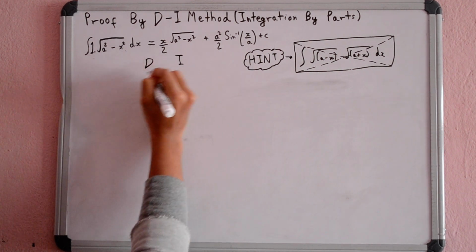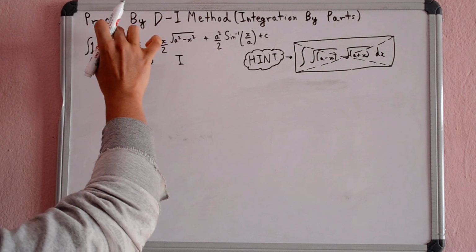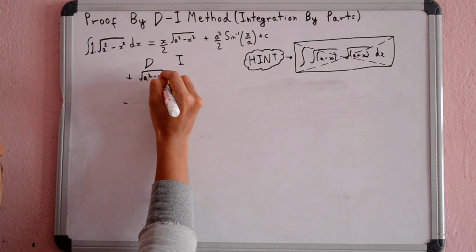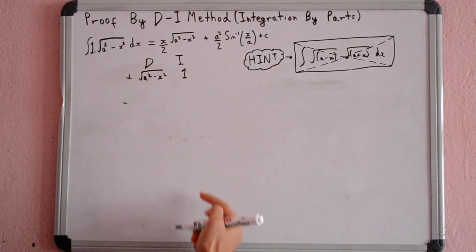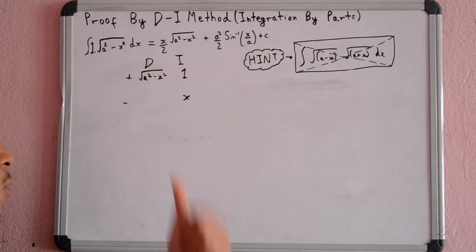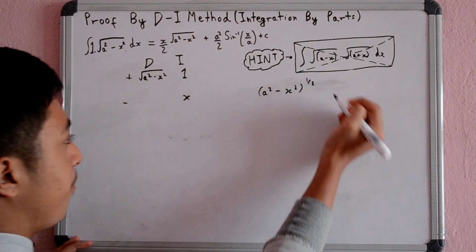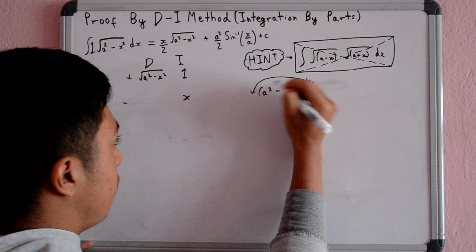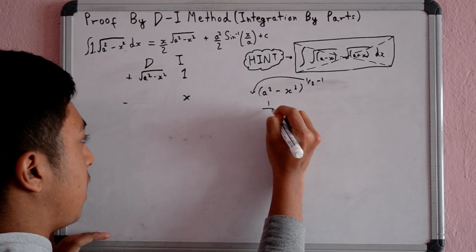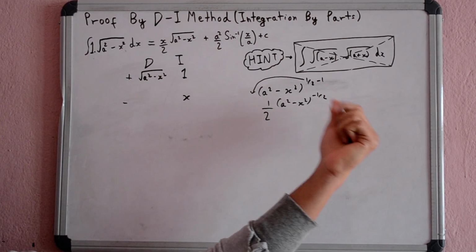So DI, plus minus. Since we're trying to integrate this part, that means we cannot put it in the integration part, of course. So we're going to have to differentiate it and integrate 1. So the integration of 1 is x, and differentiating the square root of a square minus x square, we can write it as a square minus x square to the power 1 half. This power comes down and this power gets minus 1. So we'll have 1 by 2 a square minus x square to the power minus a half.